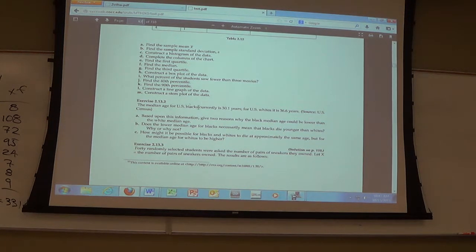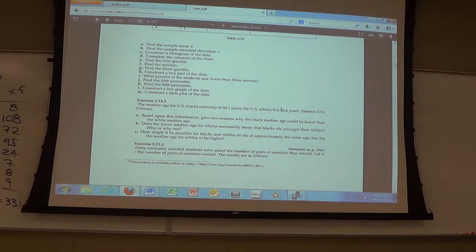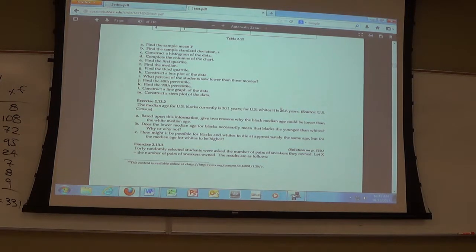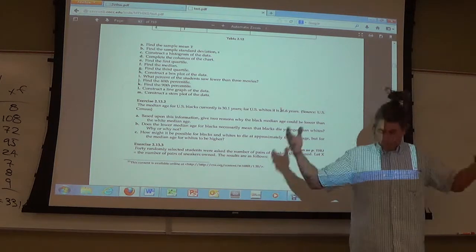Okay, median age for U.S. African Americans currently is 30.1 years. For U.S. Caucasians, 36.6 years. Median age, which means what? Geographical center of your... Yes!